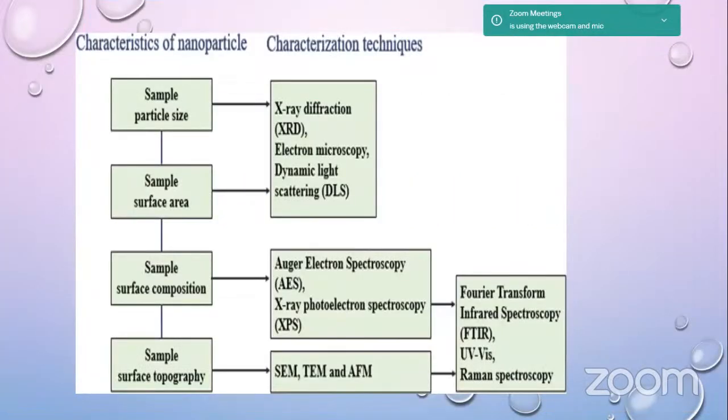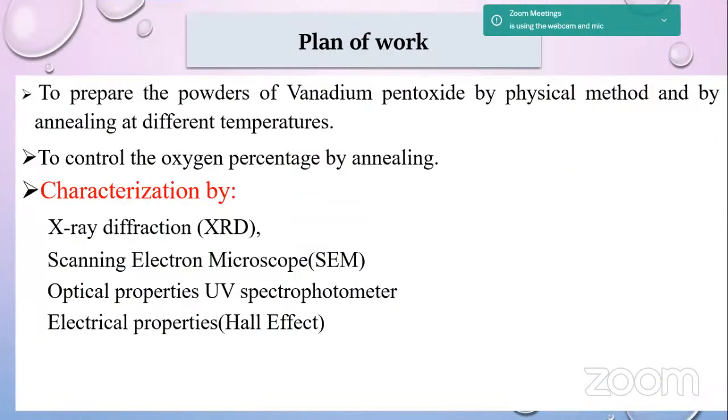These are the different ways the characterization techniques can be done. Sample particle size we can determine by XRD and LDS, and surface also. Sample surface composition we do by XPS, and later optical parameters by UV visible spectrophotometer. To prepare the powders of vanadium pentoxide by physical method and annealing at different temperatures, we have confined ourselves to annealing at 500 and 600 degrees centigrade. But here I am providing only the 600 degrees centigrade annealing temperature readings.